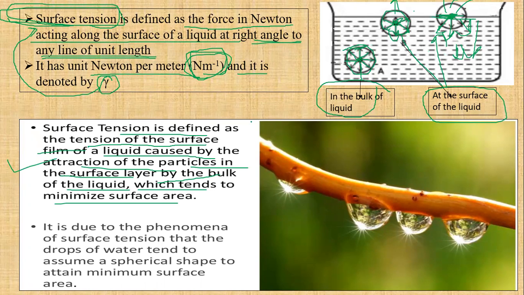Now it is due to the phenomenon of surface tension that a drop of water tends to assume a spherical shape to attain a minimum surface area. This drop always tries to acquire minimum surface area. Why? Because all the molecules from the surface are experiencing a force of attraction towards the center of that drop, and hence it tries to minimize its surface area. Same is the case for all drops. And remember, this is the property of water.